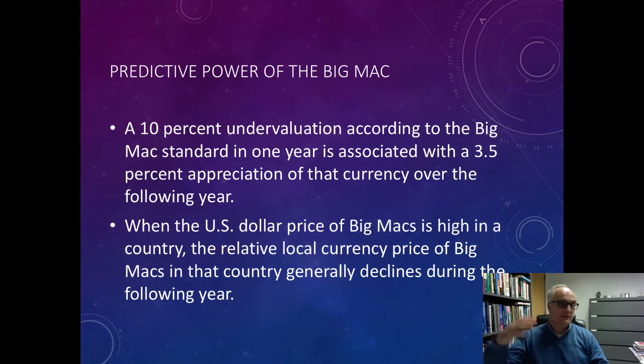whereas the reverse is also true. If it's overvalued, it will depreciate. So when the US dollar price of Big Macs is high in a country, the relative local currency price of Big Macs in that country generally declines during the following year. So it works on both sides. Undervalued currencies appreciate, overvalued currencies depreciate. But again, that's on average over time, and not necessarily the case for every particular country in every situation. But statistically, it is a significant effect, and it does support the purchasing power parity theory.